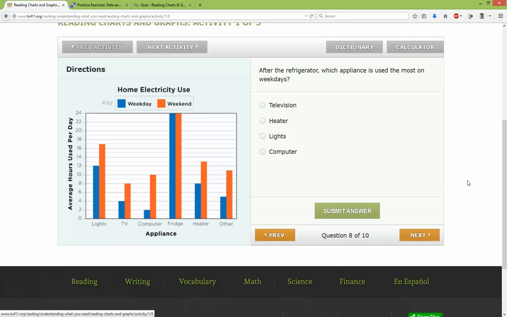After the refrigerator, which appliance is used most on weekdays? We would say lights. Okay. This quiz is easy.